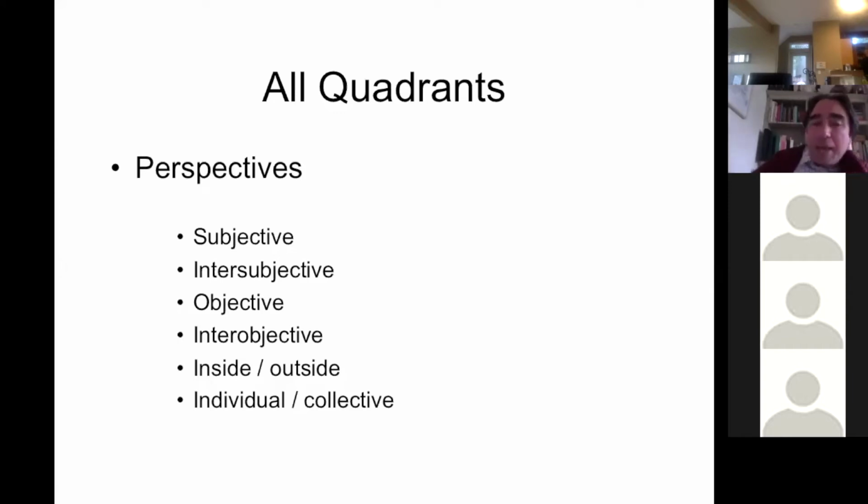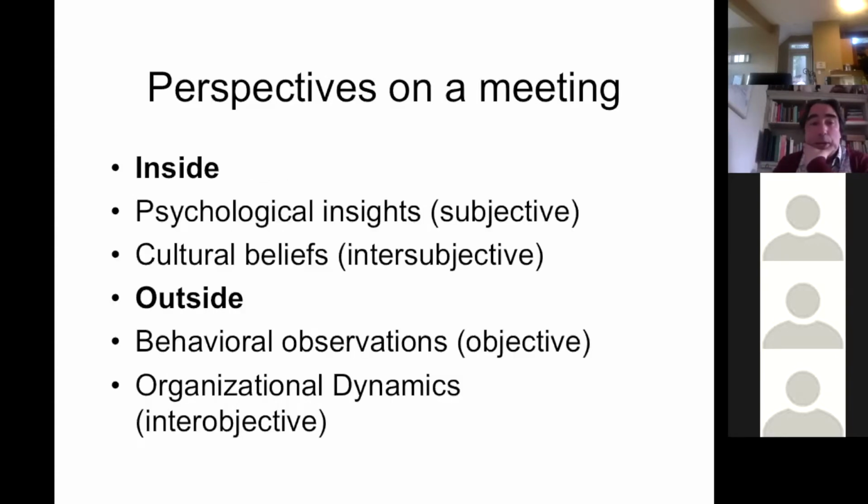The perspectives are subjective, intersubjective, objective, interobjective, and they have an inside and an outside, an individual and a collective. So the inside would be psychological. If you're in a meeting, you'd have psychological insights, which would be subjective, and you'd have cultural beliefs, which is intersubjective. Or you'd have behavioral observations, which would be objective, that'd be outside, and organizational dynamics, which is interobjective.